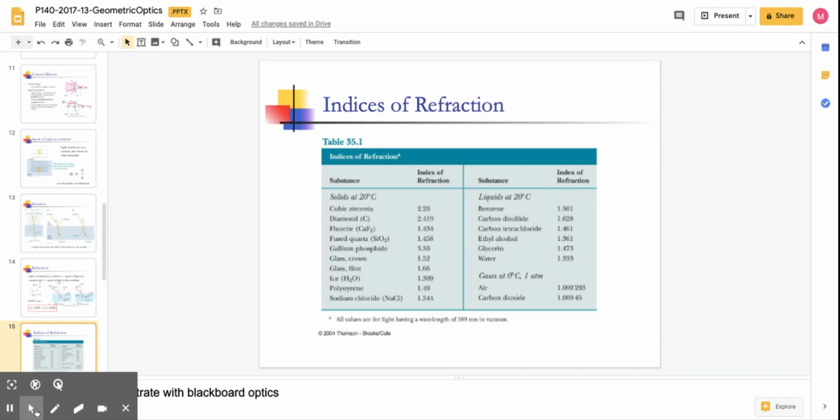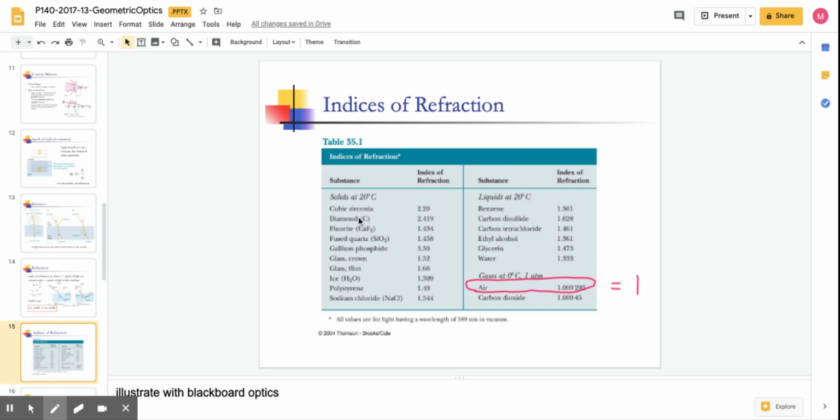I'm looking at different values for index of refraction. We see air is right here. And so we always say that air has an index of refraction of 1 because it's 1.0002. And so we'll just assume air is equal to 1.